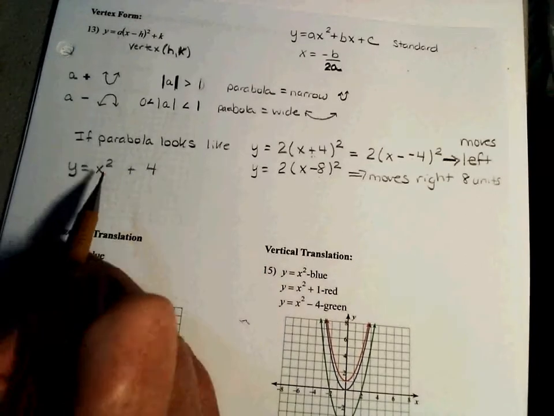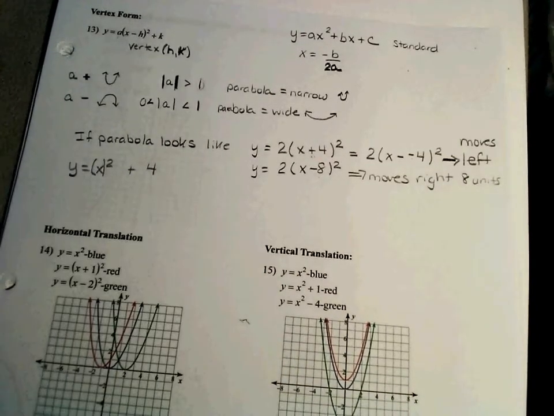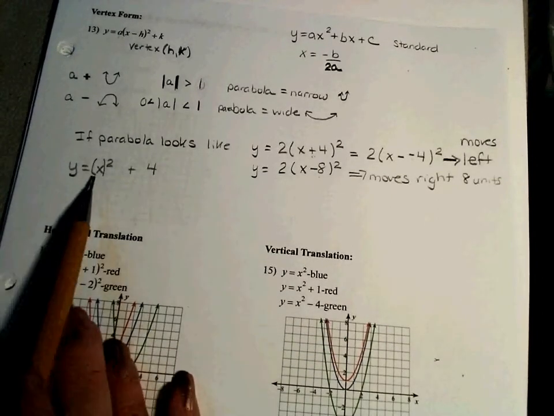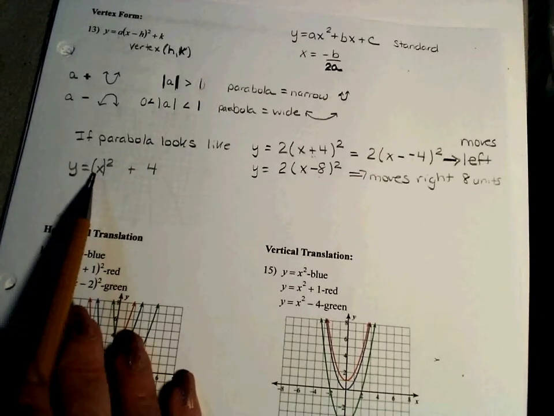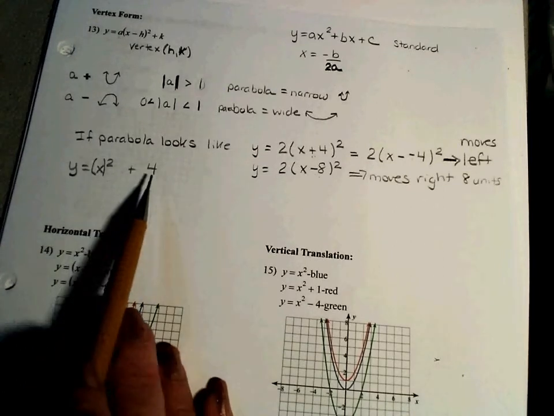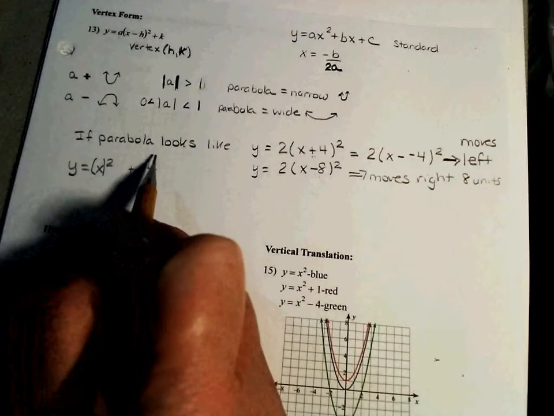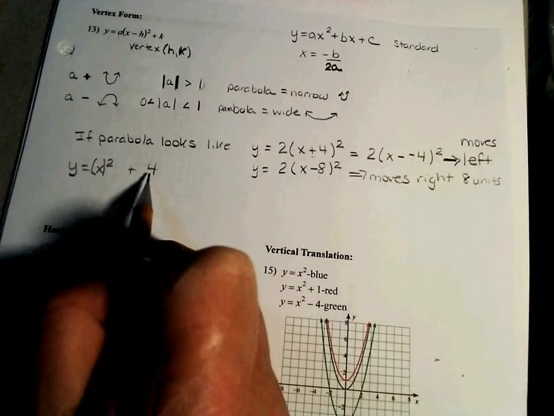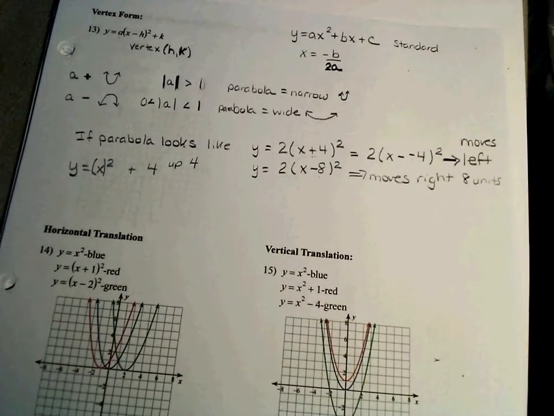Now, if you happen not to see any parentheses, they're understood there. So I'm giving you another example. Here's my understood parentheses. So it doesn't move left or right at all. It just stays at 0. But it says plus 4 at the end. This is a Y. Things outside the parentheses are Y's. So this one moves the parabola up 4.